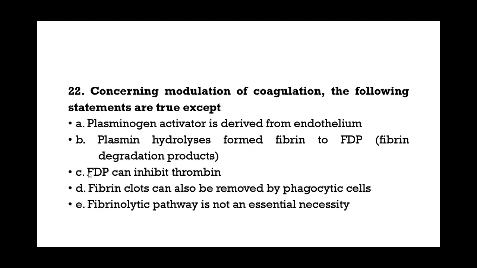Concerning modulation of coagulation, the following statements are true, except. We are also looking for an except answer here. Plasminogen activator is derived from endothelium. Plasmin hydrolyzes formed fibrin to fibrin degradation products. Fibrin degradation products can inhibit thrombin. Fibrin clot can also be removed by phagocytic cells. Okay.